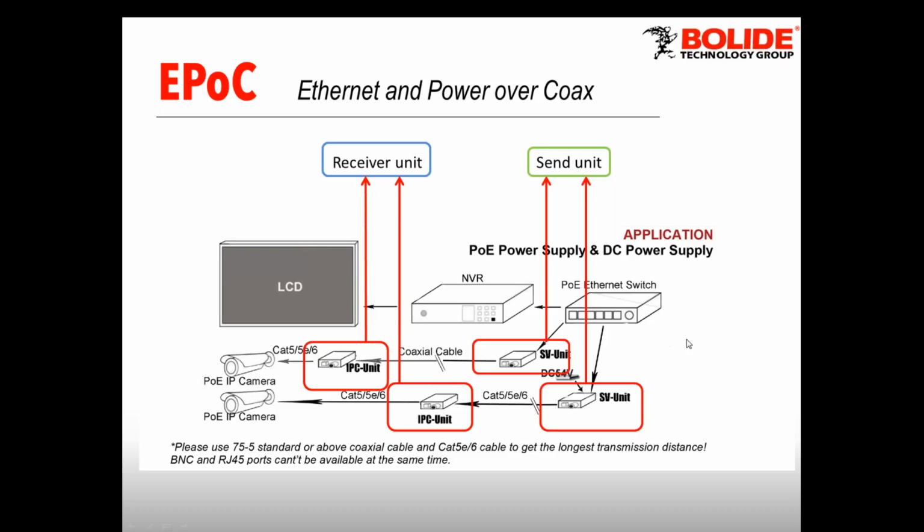So to answer my question, if I'm upgrading my customer to IP, I can use the same coax infrastructure, and I just buy one of these Ethernet over coax converters, and I'm good to go.